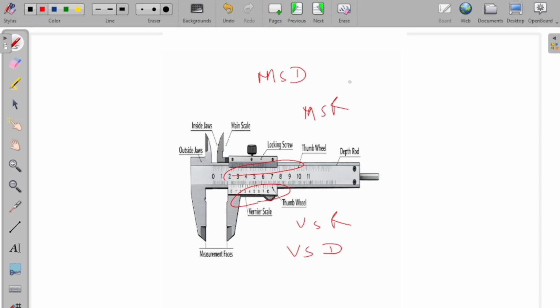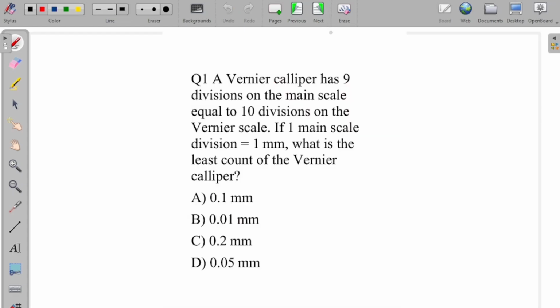divisions. Another term which is useful for us is least count. Least count is the least measurement that can be taken using a device. So least count of a Vernier calipers is found by subtracting one main scale division minus 1 Vernier scale division. This is how we find the least count. And now let's get to the questions.